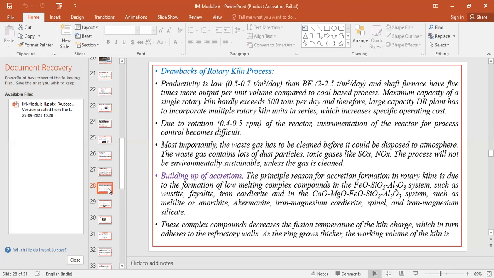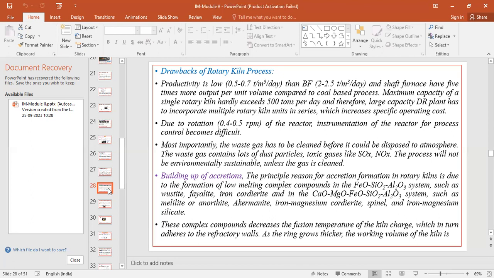The reason for the formation of these accretions is basically the utilization of coals with low ash fusion temperature. If there is such kind of coal, then certainly solid accretion takes place. This will also occupy a certain amount of volume and hamper the working condition of the rotary kiln. The principal reason for accretion formation in the rotary kiln is the formation of low melting complex compounds of the FeO, SiO2, Al2O3 kind of system. These compounds have low melting temperatures, because of which they get fused.